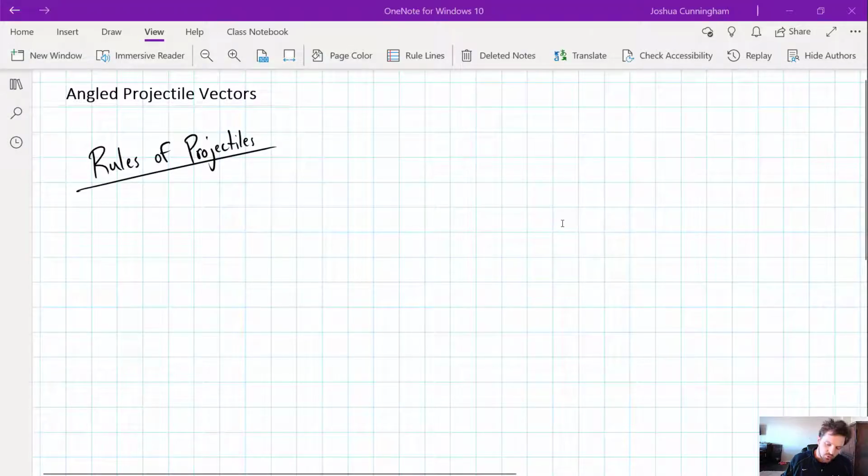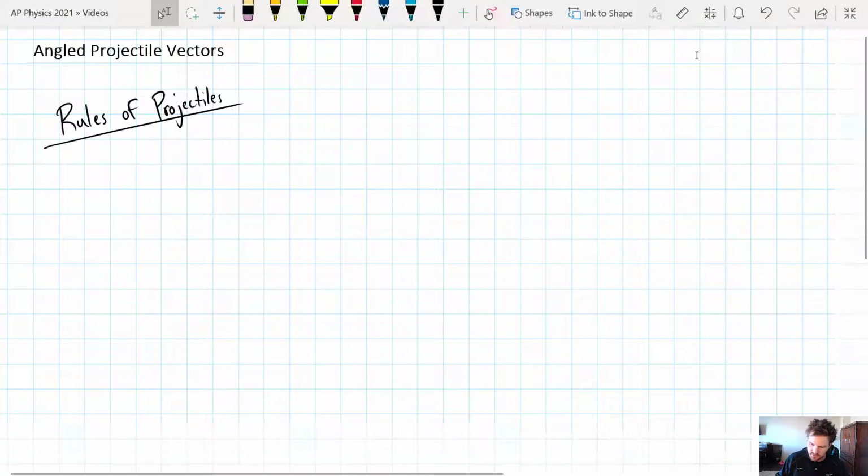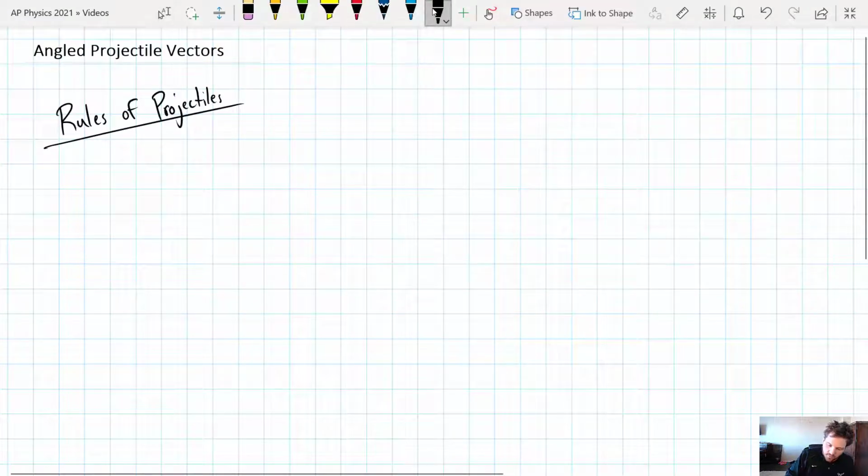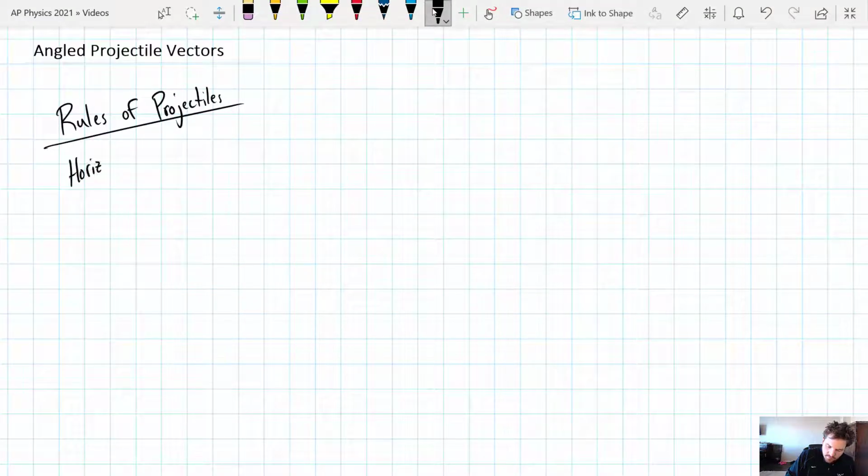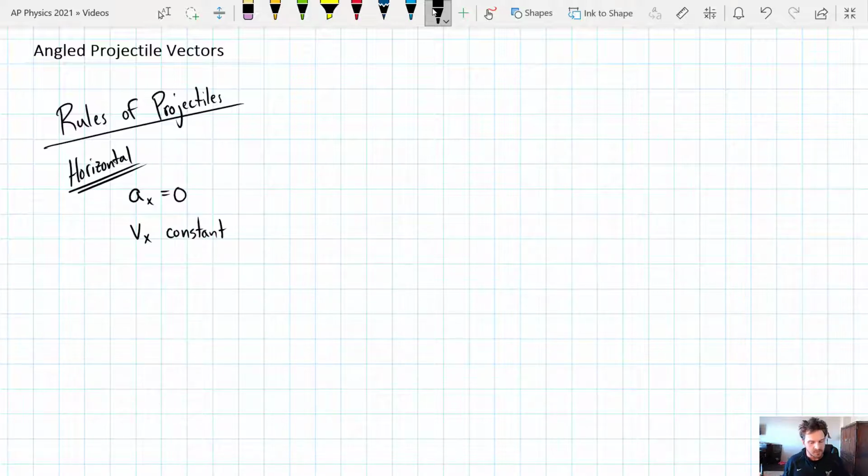All right, so rules of projectiles, things that we've already kind of gotten hammered into our brain, but for horizontal motion, first off, for horizontal, we have a couple important things. We know that the acceleration in the x direction is always 0, which tells me that the x velocity is constant. Okay, so that's stuff mainly for the horizontal direction.